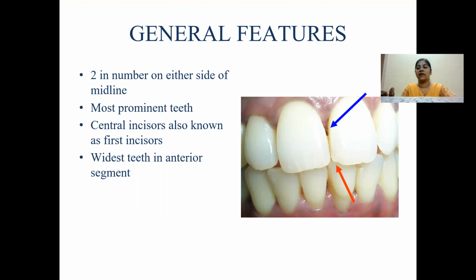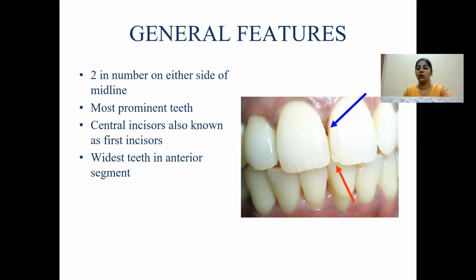What are the general features of an incisor? Incisors are shearing or cutting teeth. Maxillary incisors are 4 in number. Of these, 2 are lateral incisors and 2 are central incisors. The 2 central incisors are seen on either side of the midline.